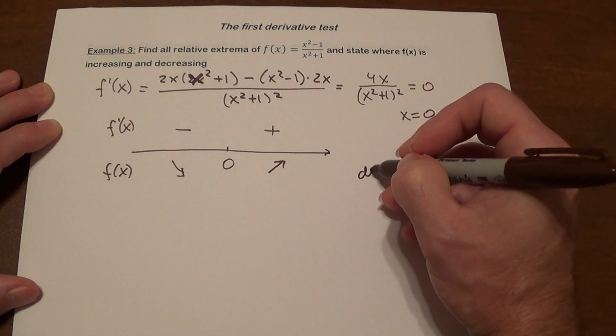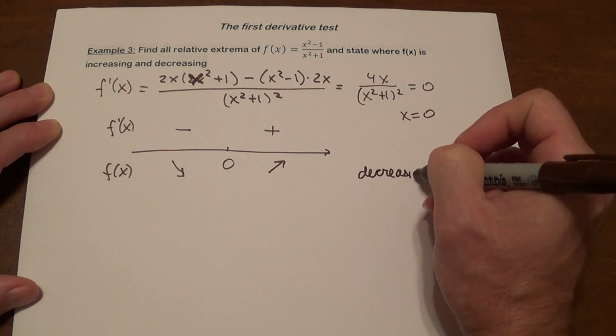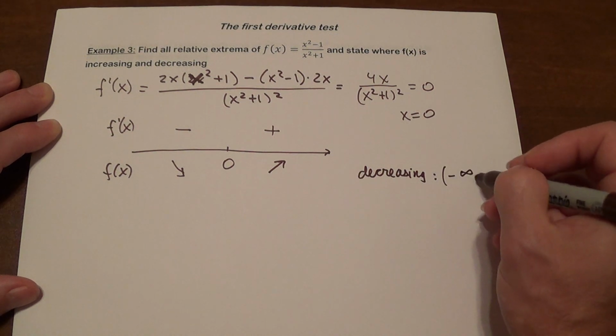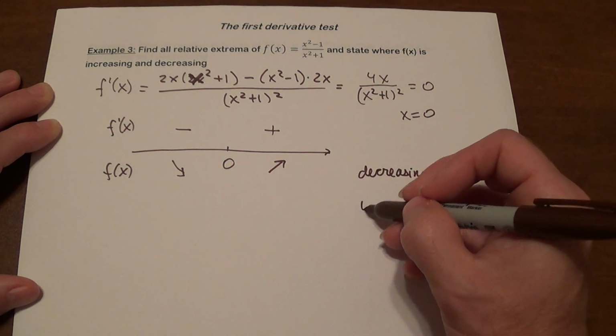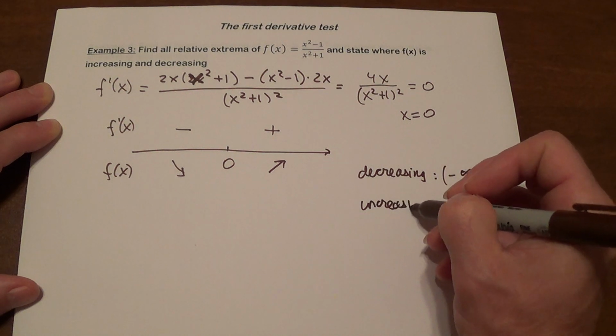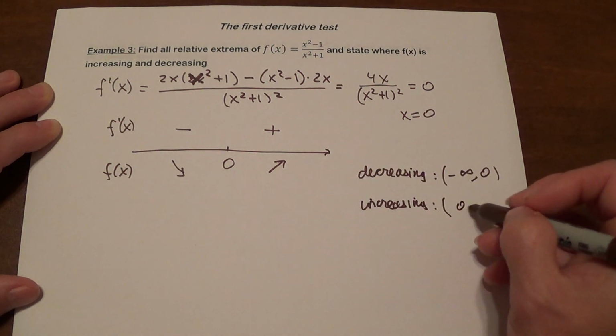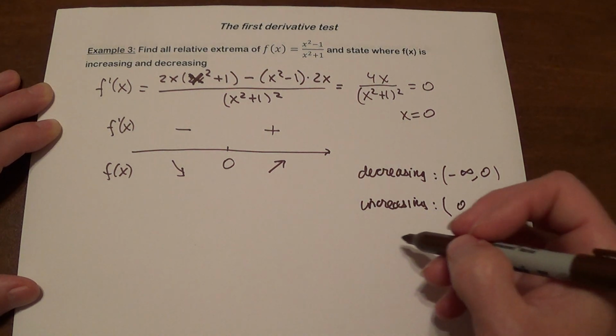We have a behavior where the function is decreasing, where the first derivative is negative, and that's going to happen on an interval from negative infinity to 0. The function is increasing on an interval from 0 to infinity. That's where the first derivative is positive.